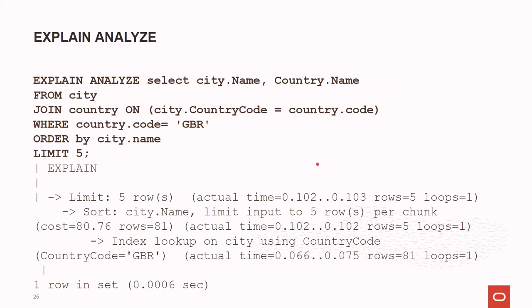EXPLAIN ANALYZE is a neat feature. In the past, if you were running explain on a query, what it would do was use historical information to guesstimate what the optimizer is going to do to generate a query plan or how it was going to go out and grab your data. With EXPLAIN ANALYZE, it actually goes out and runs the query, and it's not using historical data. It tells you the exact time.